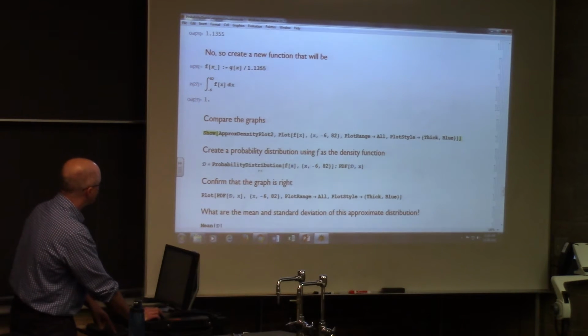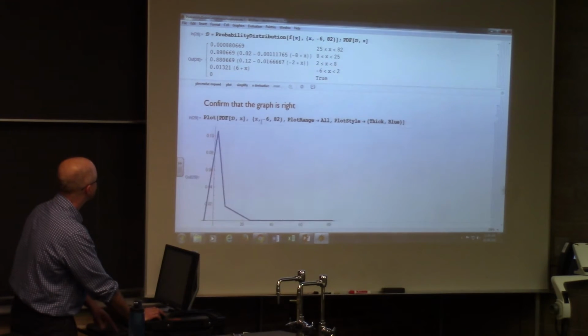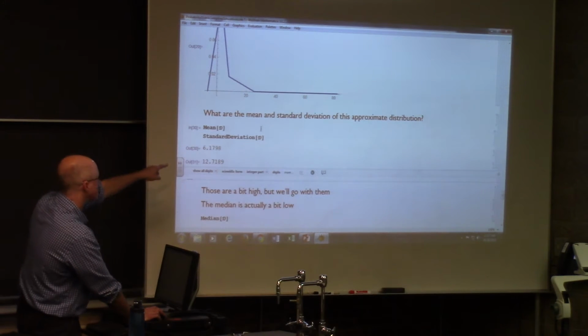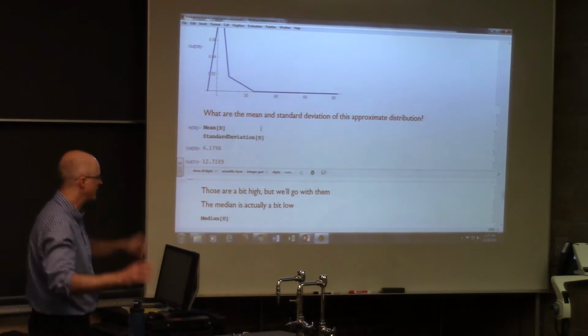Blah, blah, blah. I can compare the graphs. I can create a probability distribution. Check and see if the graph matches. Calculate the mean and standard deviation. It was a little high. That's a little bit high for the mean and standard deviation. So this is not going to be a perfect model by any means.